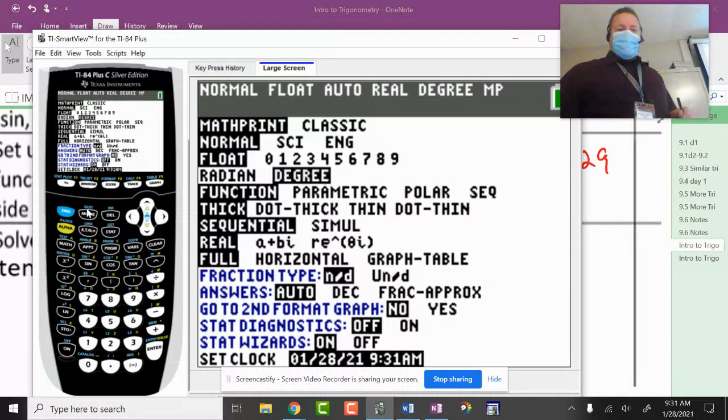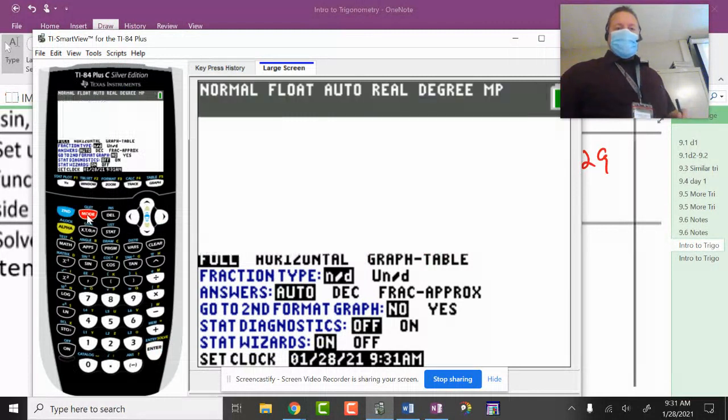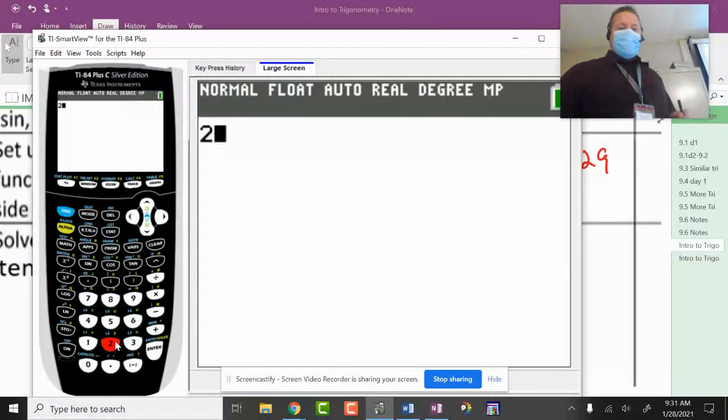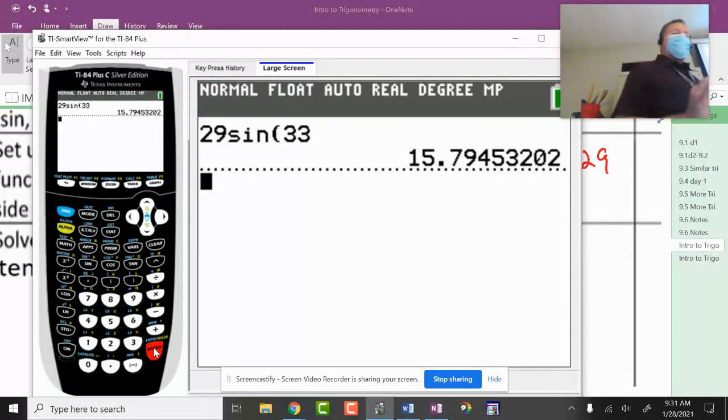Well, I guess I could type it too. So I'm in degrees. Second quit. What was it? 29? Sine. Sine's right there. What was it? 33? Wow, I remembered. And I don't have to put a degree mark on there. The calculator's already in degrees. All right, I shouldn't have to do this, but I will.